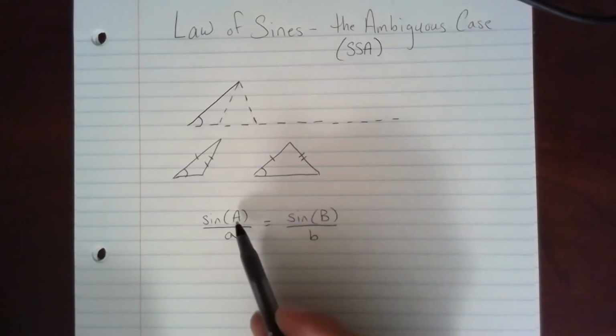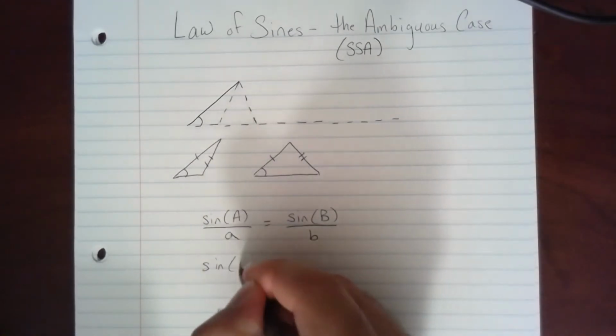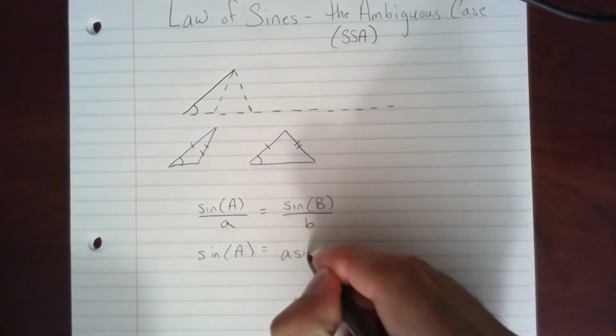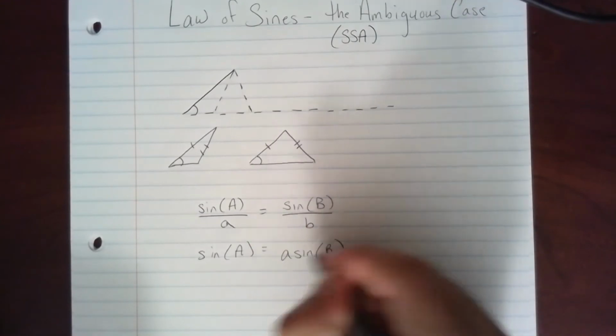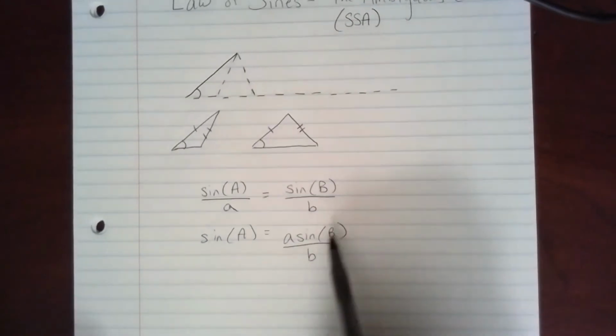What's going to happen is, in order to start solving for big A, we're going to multiply both sides by little a. This is familiar from previous videos if you've kept up. And what we're going to see is that we can actually test whether or not we have one triangle or no triangle or two triangles, that sort of thing, by just evaluating this thing here.